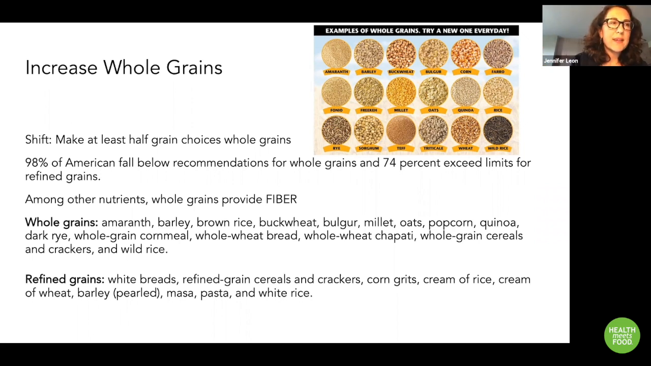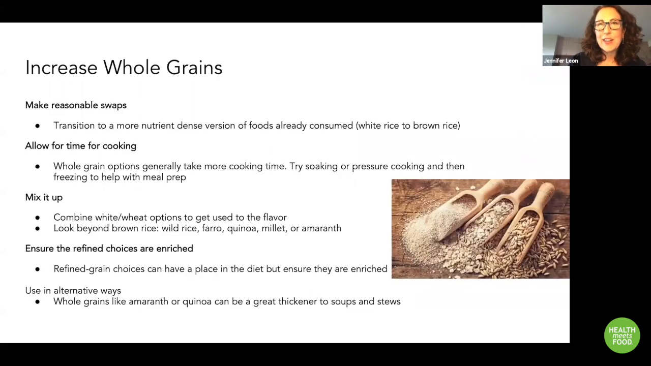Some other reasons why a patient might not think they will be able to make this transition to whole grains is, next slide, that it takes a while to cook, right? It could take 45 minutes to an hour to cook one of those whole grains that was listed on the slide before. So think about your patient's lifestyle. Do they have time to cook that whole grain product? If they're having it at dinner, do they have time to cook it at dinner?